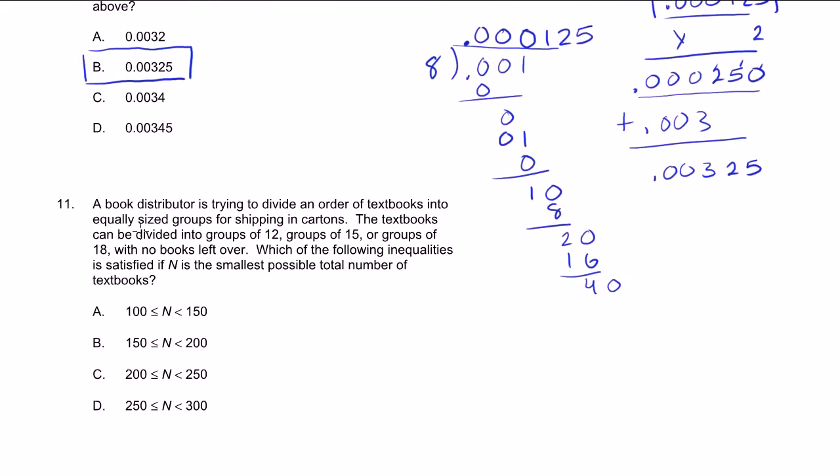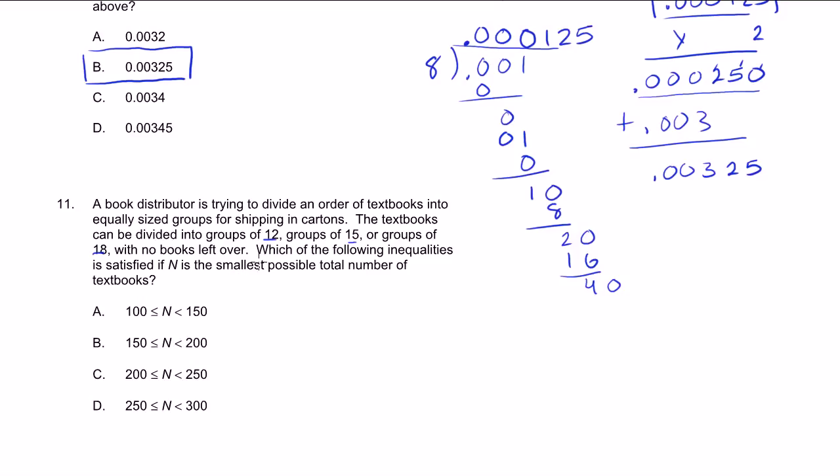of time. Problem 11. A book distributor is trying to divide an order of textbooks into equally sized groups for shipping in cartons. The textbooks can be divided into groups of 12, groups of 15, or groups of 18, with no books left over. So that means that the number of books we have is divisible by these 3 numbers. Which of the following inequalities is satisfied if n is the smallest possible total number of textbooks?